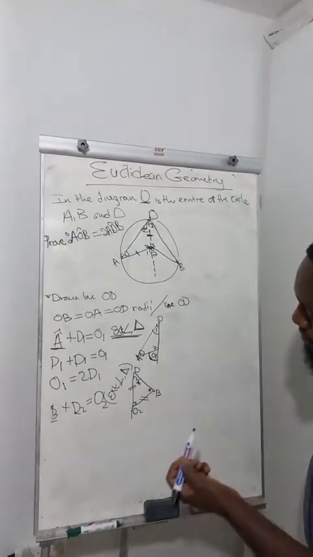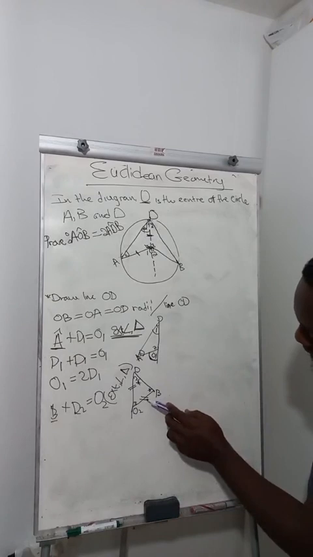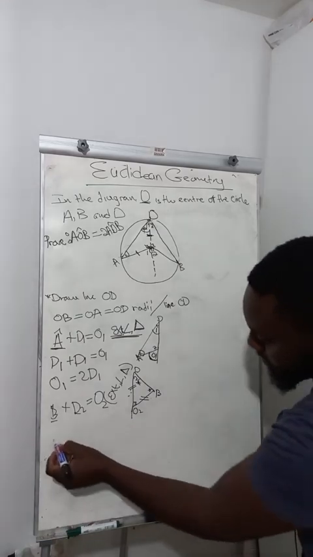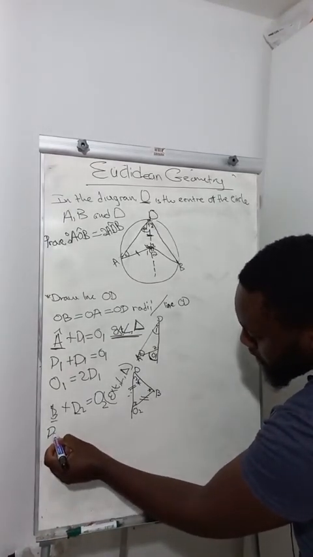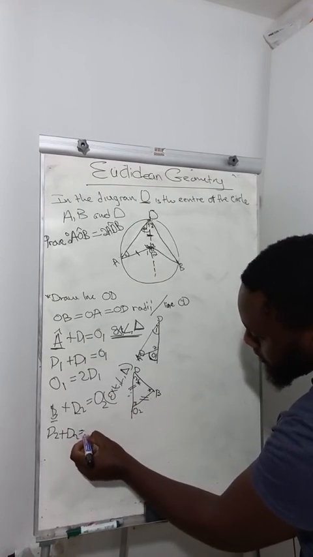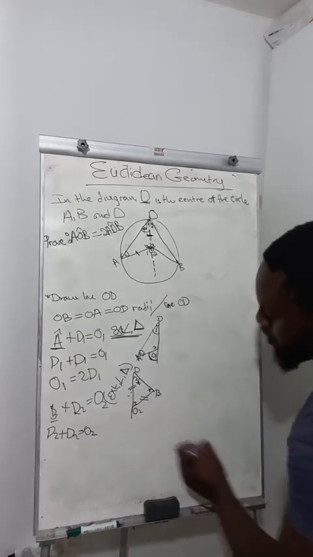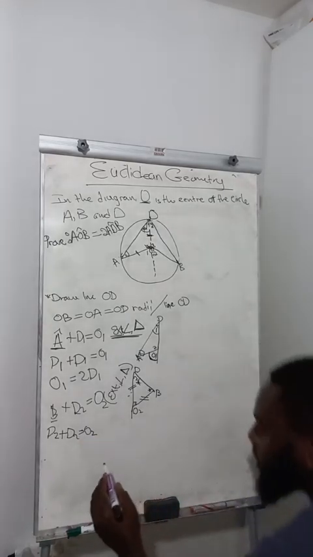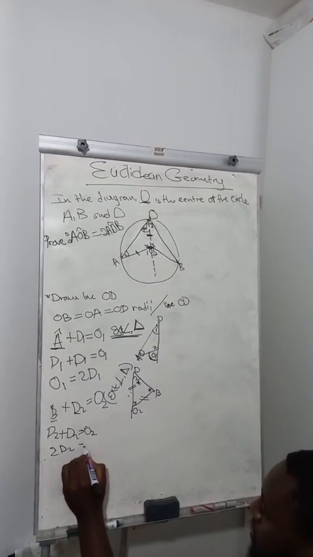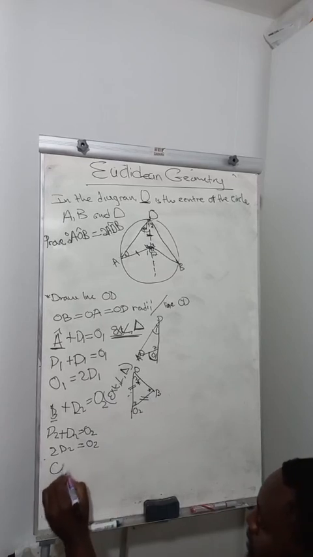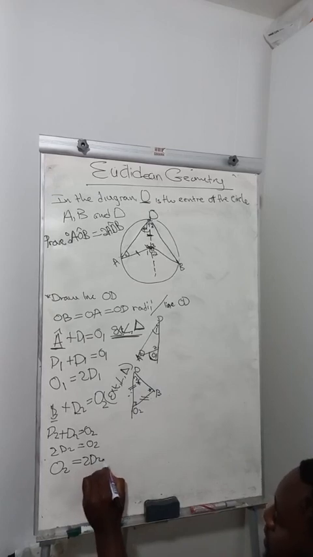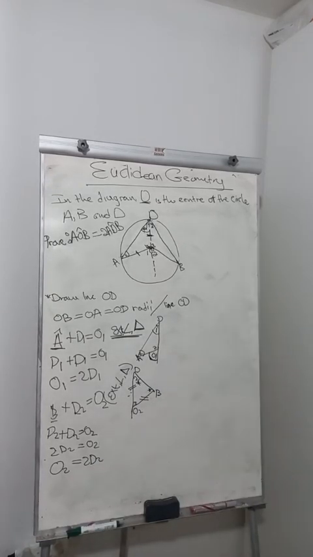Now it means angle B is the same as angle D2, because these radii are equal. So in this case, you'll replace B with D2, plus D2 is equal to O2. So you'll just have 2 D2 is equal to O2. Let me write it properly: O2 is equal to 2 D2. So you'll have something like that.